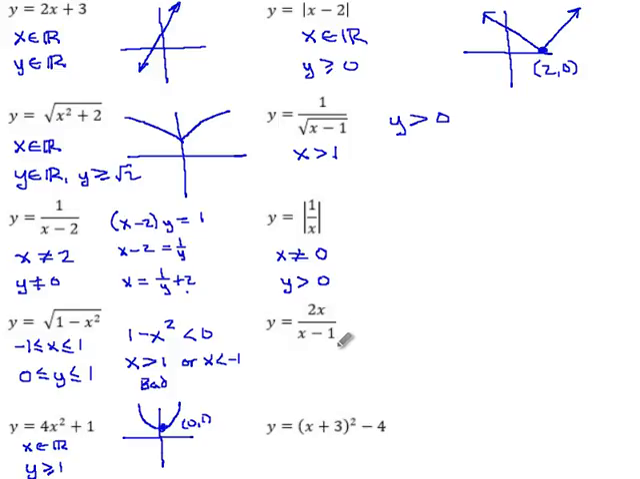2x over x minus 1. I couldn't tell you exactly what this graph looks like without going to the calculator or doing a bunch of analysis that we'll show you in Unit 5. But for now, we'll see if we can get by without the graph. Certainly x can't be 1, because if it were, we'd get division by 0. So there's our domain.